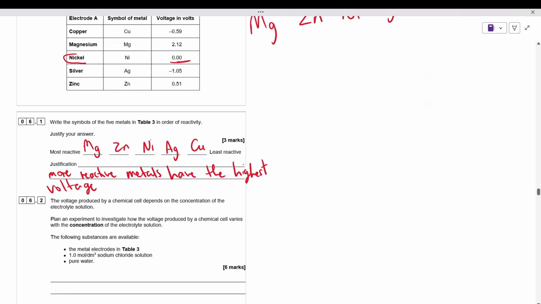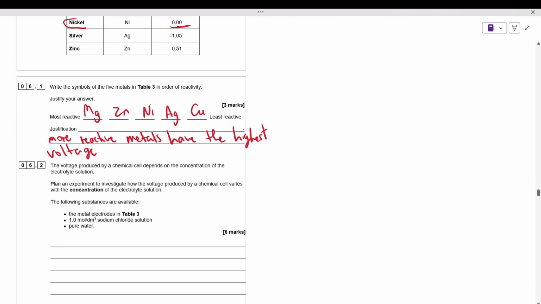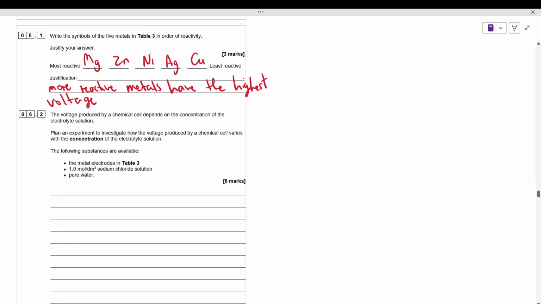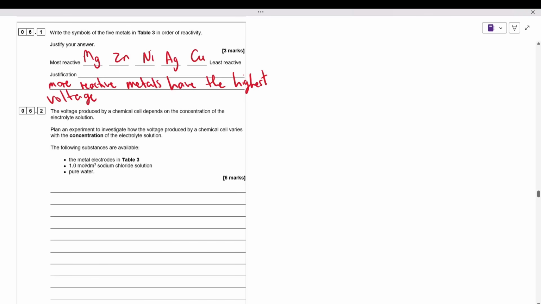Number 6.2. So the voltage produced by a chemical cell depends on the concentration of the electrolyte solution that is actually being used. We're going to plan an experiment to investigate how the voltage produced by a chemical cell varies with the concentration. So by this, we know that concentration is our independent variable. So that's our independent. This is what we're going to be changing, which means that everything else we're going to try and keep the same in order for us to make it a fair test.